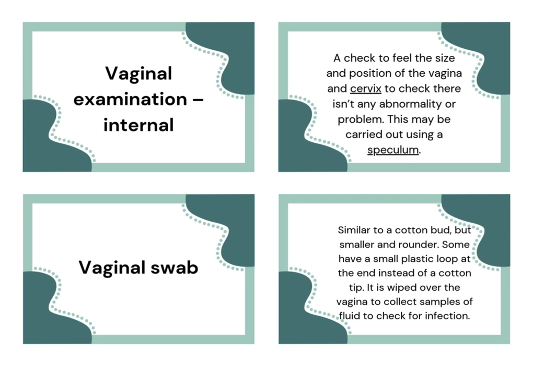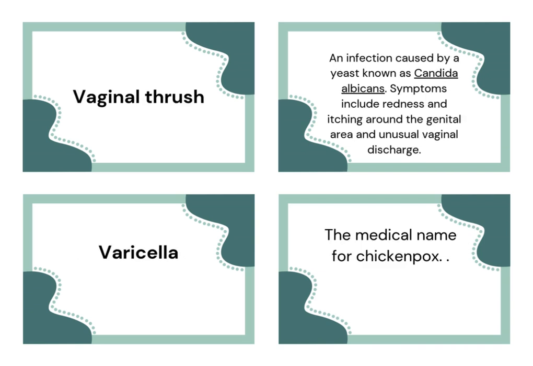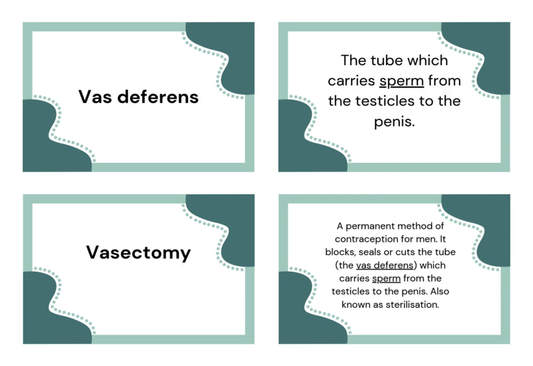Vaginal swab, similar to a cotton bud but smaller and rounder. Some have a small plastic loop at the end instead of a cotton tip. It is wiped over the vagina to collect samples of fluid to check for infection. Vaginal thrush, an infection caused by a yeast known as Candida albicans. Varicella, the medical name for chickenpox. Vas deferens, the tube which carries sperm from the testicles to the penis.